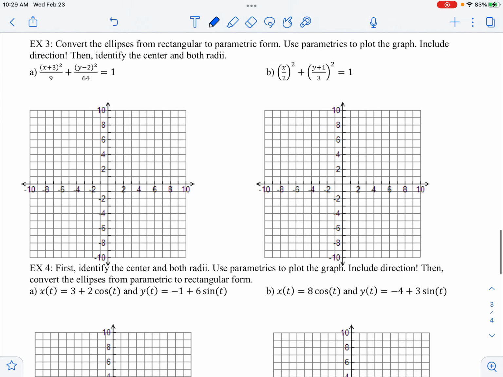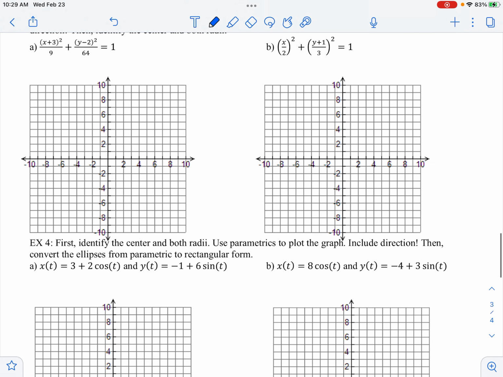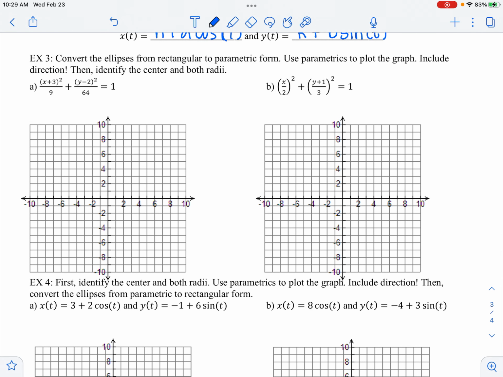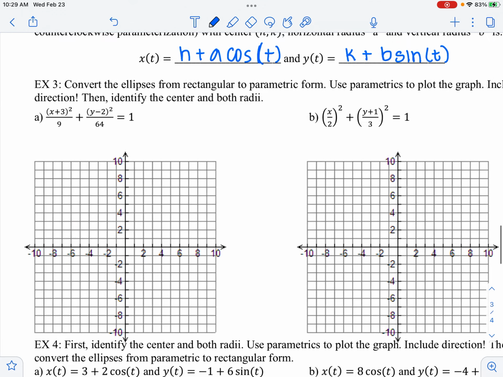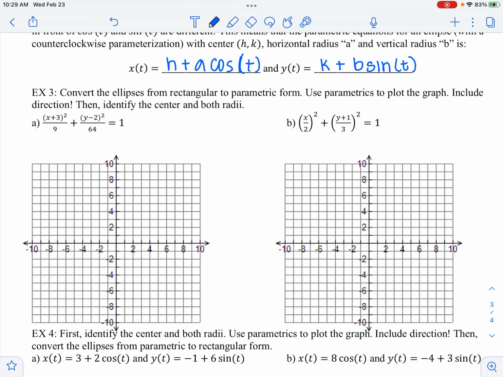So notice, still cosine sine, so it's still going to be counterclockwise. Okay, so once again, same idea here. I'll do both a's with you. I'd like for you to try both b's and then check back. Convert the ellipses from rectangular form to parametric form. Use parametrics to plot the graph, and then include direction, and don't forget to identify the center and both radii. So I need the center, and I need both radii, meaning the horizontal radius and the vertical radius. The horizontal radius is a, the vertical radius is b.